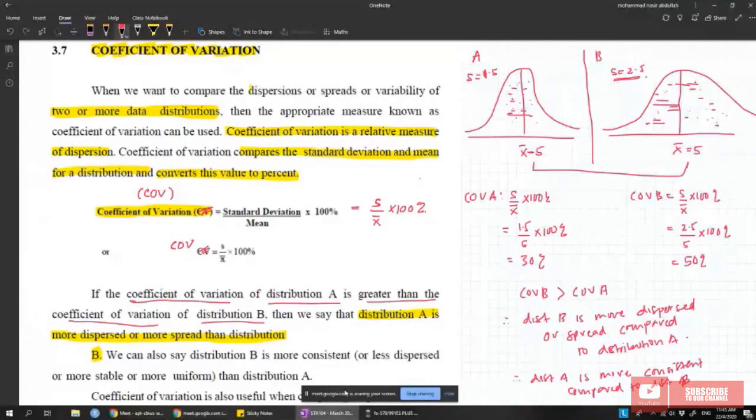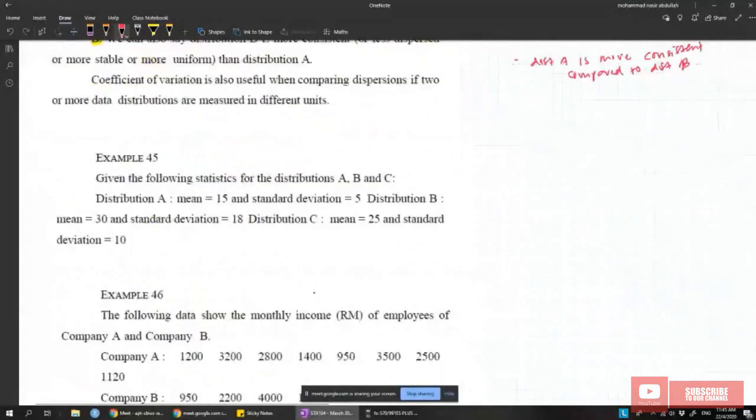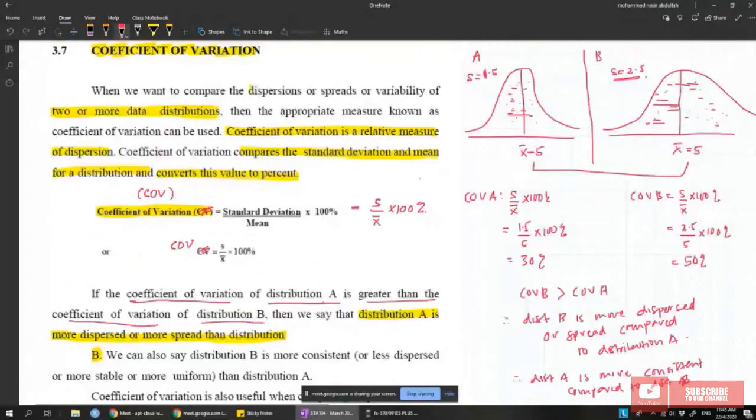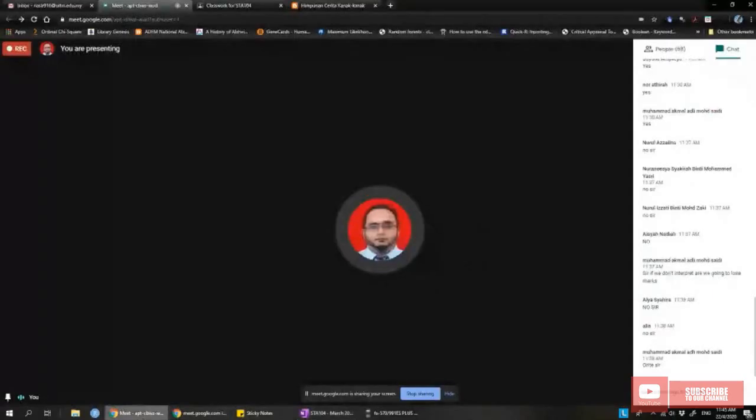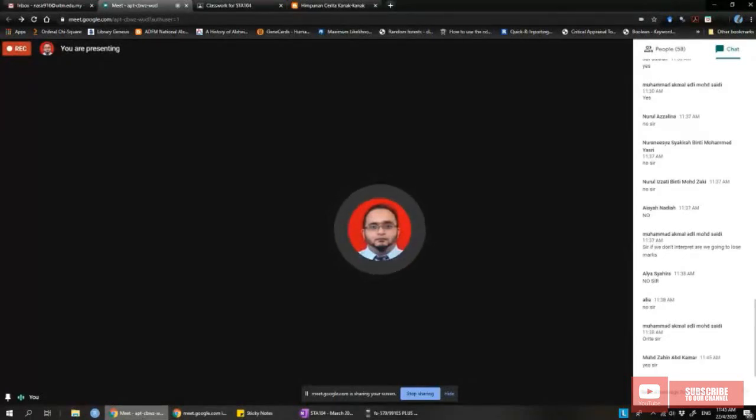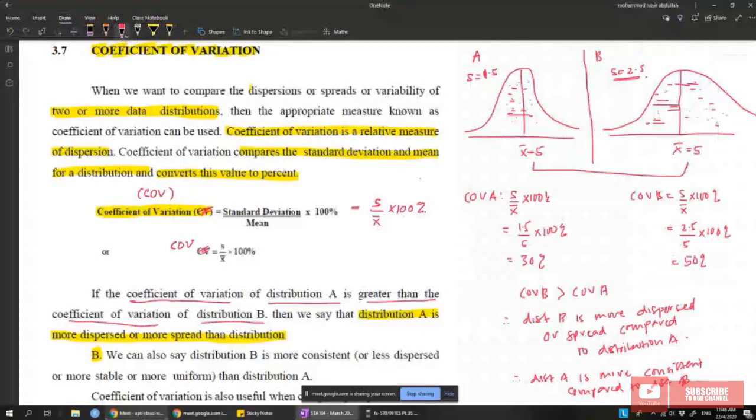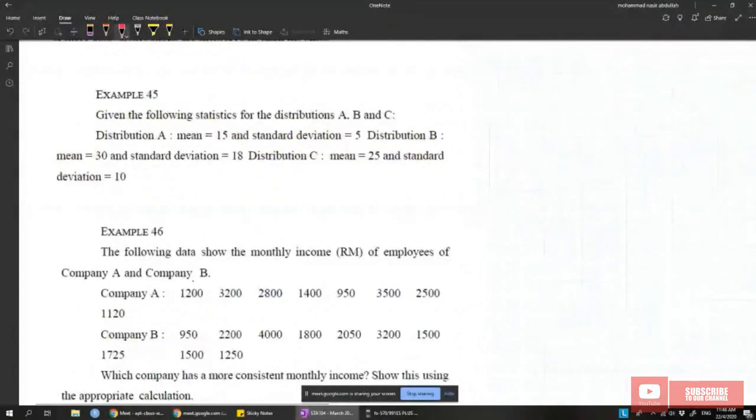Now we look at example number 45. Before we go to the example, do you understand the concept of coefficient of variation? Can you comment a bit? Do you understand? Yeah. Good. Okay, good. So now we move to example number 45.